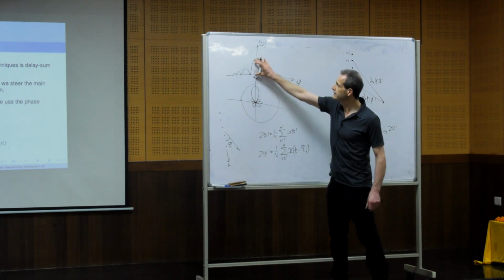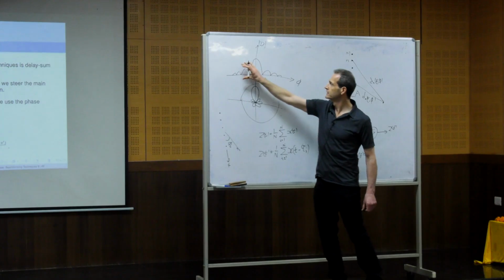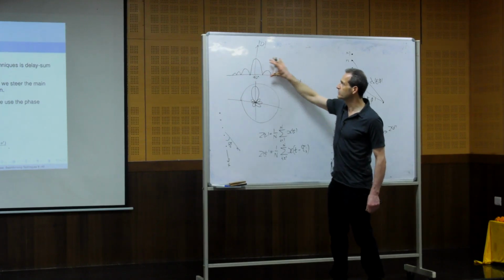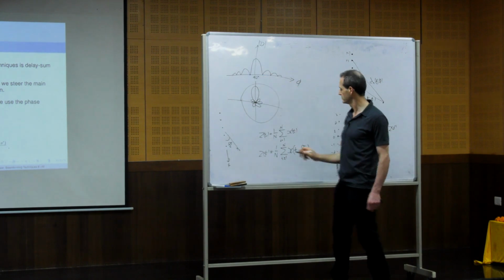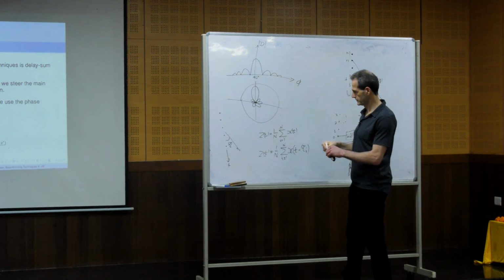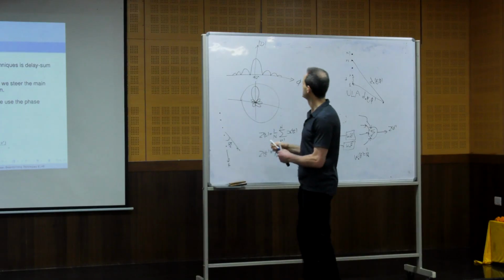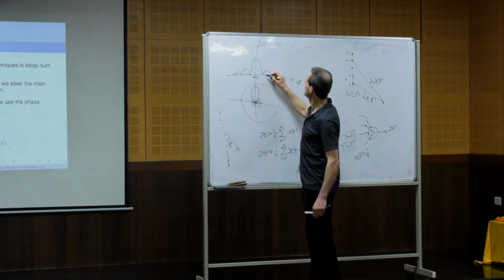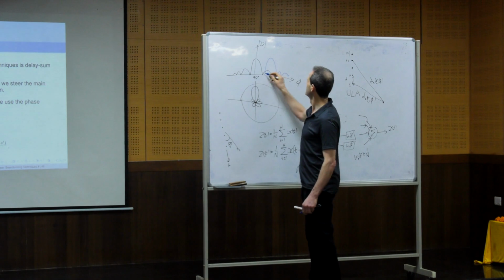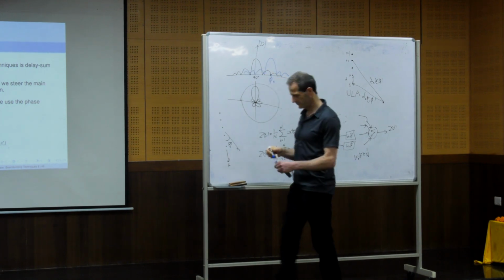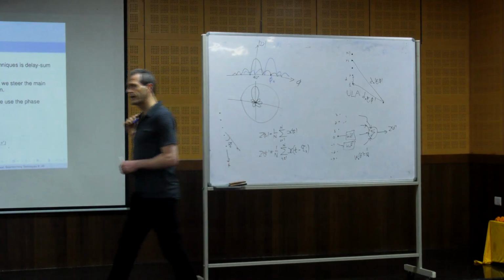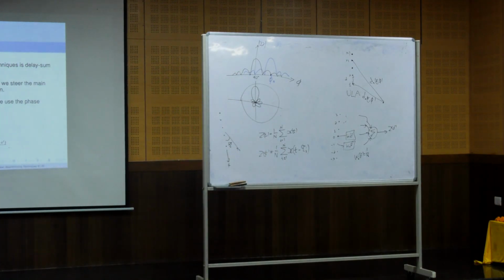So what will happen? This will move. So instead of 90 degrees, it will move to phi 0. The maximum will be phi 0. Okay, so if I take this, it will move to this. And this will be phi 0. So we can do it in the time domain.